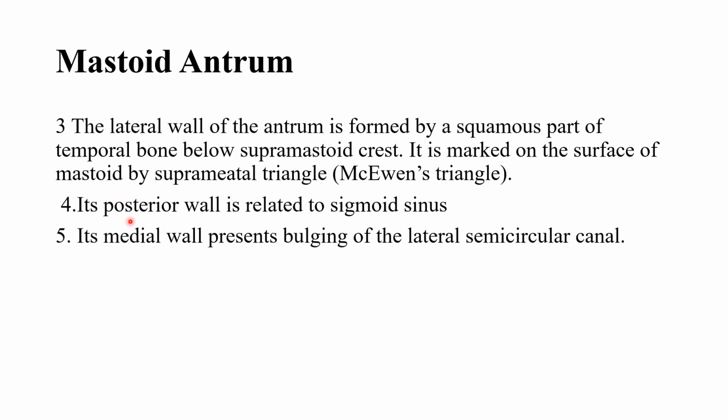And the posterior wall is related to the sigmoid sinus. That means from behind, intracranially, there is this sigmoid sinus which is coming in contact with the mastoid antrum. And the medial wall is towards the internal ear, and it has this bulging of the lateral semicircular canal, which is present inside the internal ear.